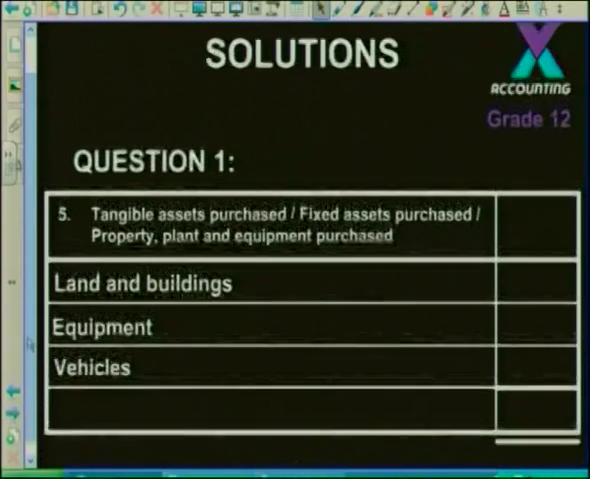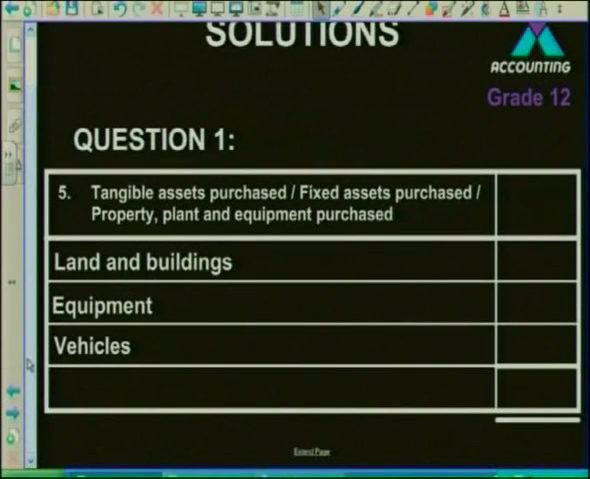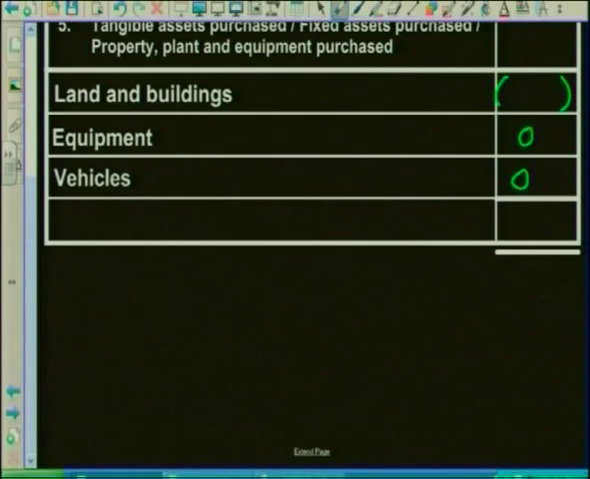There we go. Right, so land and buildings, we know from the additional information that we obviously did buy land and buildings. Immediately, I'm putting that in brackets. We'll get to the calculation in a minute. Equipment, no, I did not purchase any equipment. Vehicles, no mention of the business purchasing any new vehicles. So let's now look at your calculation of land and buildings.